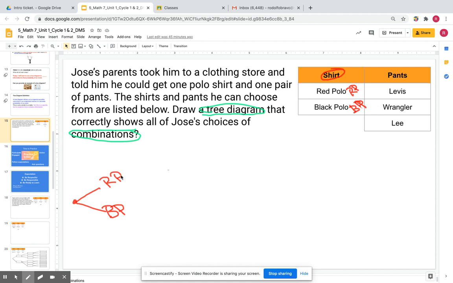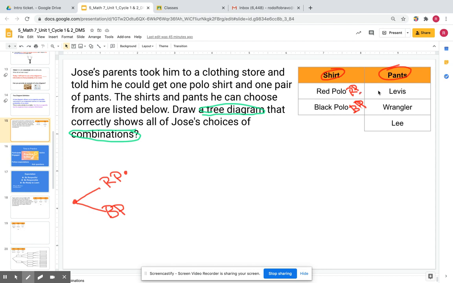Okay, so we're gonna start from right here from this branch again because, as you guys probably noticed, trees have branches within branches. So there's branches that sprout out of the branch. So red polo has how many branches based off the options from pants? So how many combinations can the red polo have?